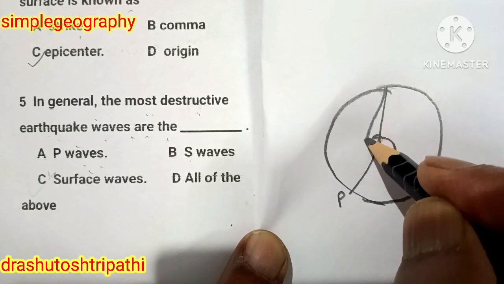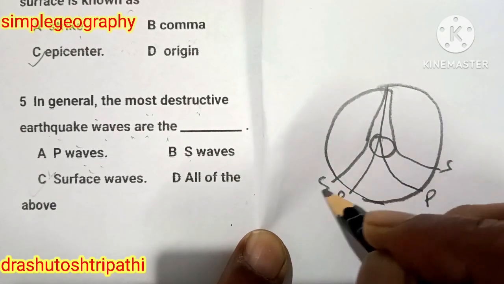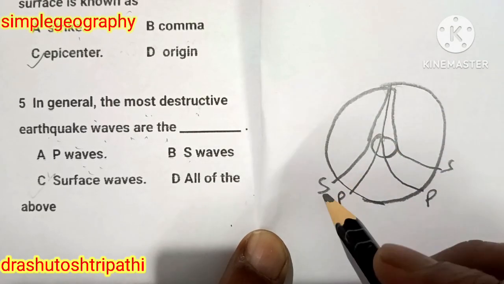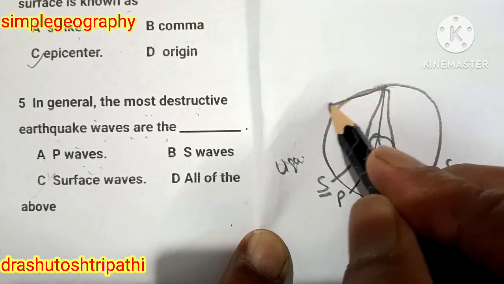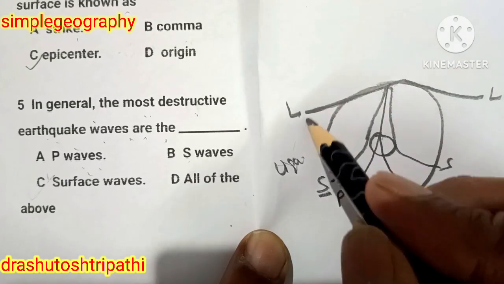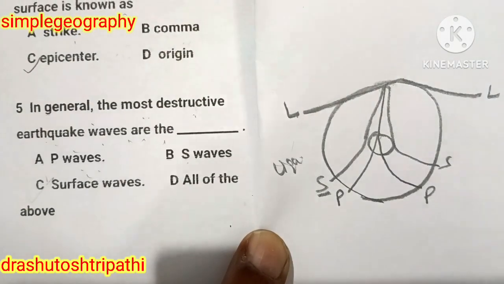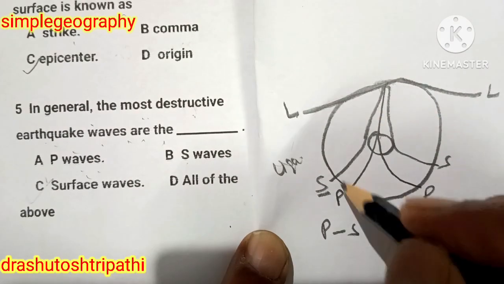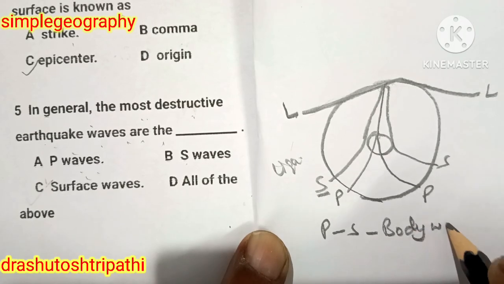After that, the S wave originates. The S wave does not pass through the inner part of the earth, which indicates it cannot pass through liquid. Okay, the last one is the surface wave. The surface wave is known as the L wave because it runs over the surface of the earth. That's why it is the most destructive wave among all three waves. P wave and S wave travel inside the earth, that's why they are known as body waves.